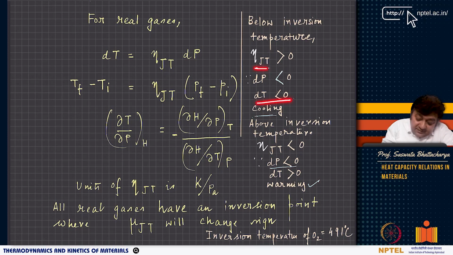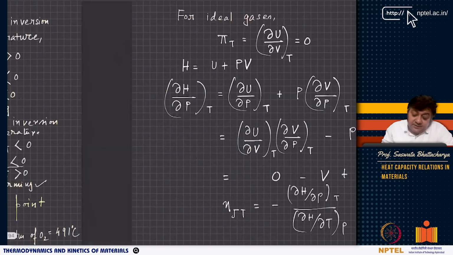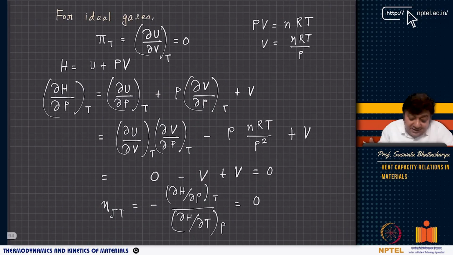Because eta JT, remember, what is eta JT? It is del T del P at constant H. Now if dP is negative, del T has to be negative because eta JT has to be positive. So below inversion temperature, you will always see Joule-Thomson expansion causes cooling. Above inversion temperature, it becomes the opposite. It causes warming.